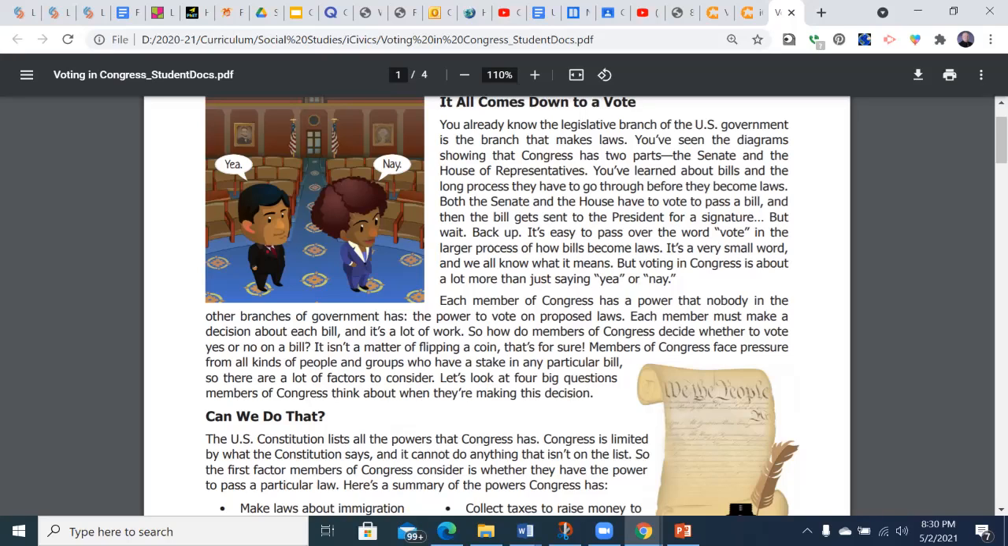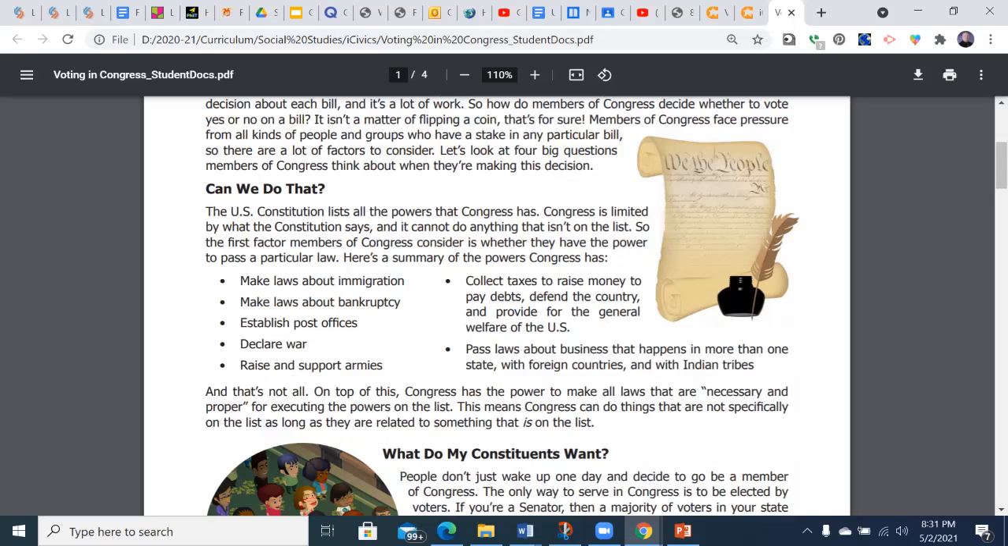So how do members of Congress decide whether to vote yes or no on a bill? It isn't a matter of flipping a coin, that's for sure. Members of Congress face pressure from all kinds of people and groups who have a stake in any particular bill. So there are a lot of factors to consider. Let's look at 4 big questions members of Congress think about when they're making this decision.